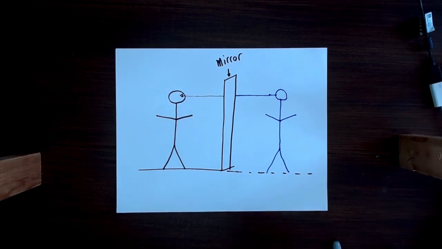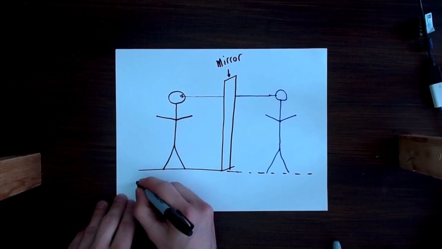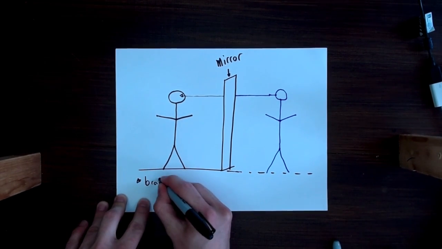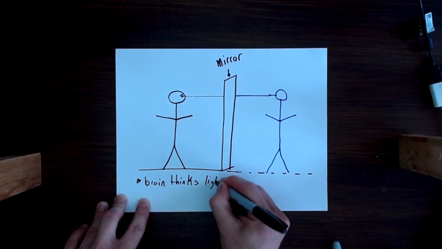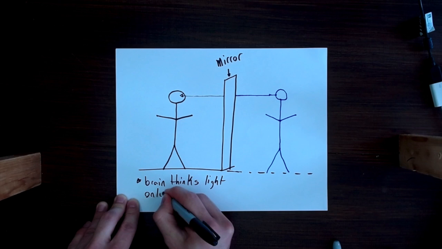That's what the reflection would look like. What's key to understanding what we as human beings see when we look in the mirror is knowing that our brain thinks light only travels straight.